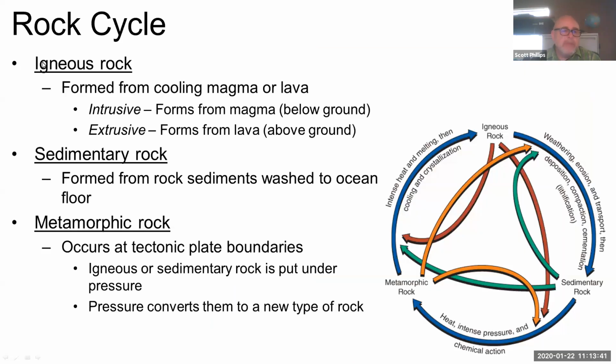So just to recap, we have three types. We have igneous rock, formed from the cooling of magma underground or lava at the surface. We have different words for each: intrusive is from magma below the ground, I'm sorry, and extrusive from lava above the ground. We have sedimentary rock, formed from rock sediments washed into the ocean floor or deposited in place, and metamorphic rock that occurs where we have heat and pressure because of continents coming together or from burying the rock.